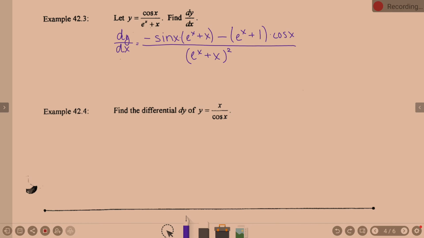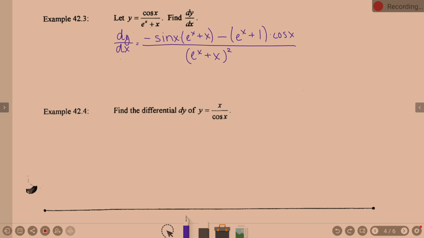That is one where I definitely would not multiply that denominator out unless I had a definite reason. I mean, multiplying e to the x times e to the x, it's not something we normally do. So I would leave the denominator as that.